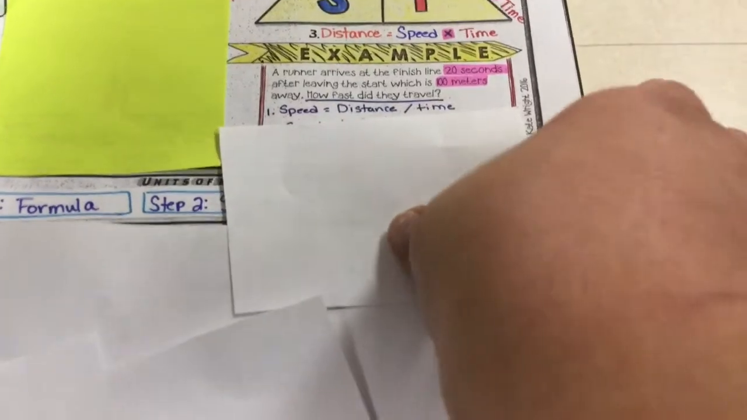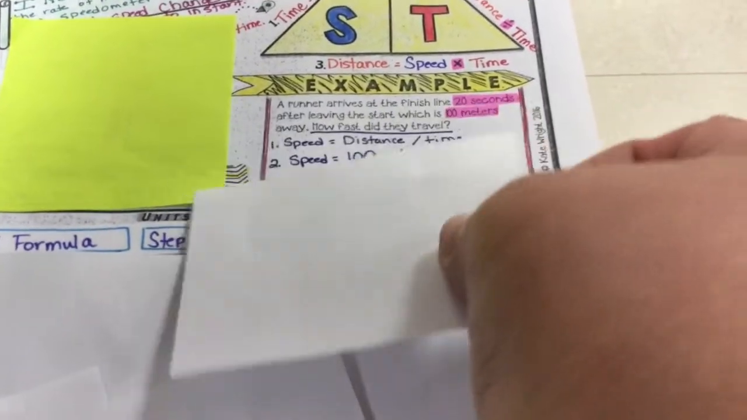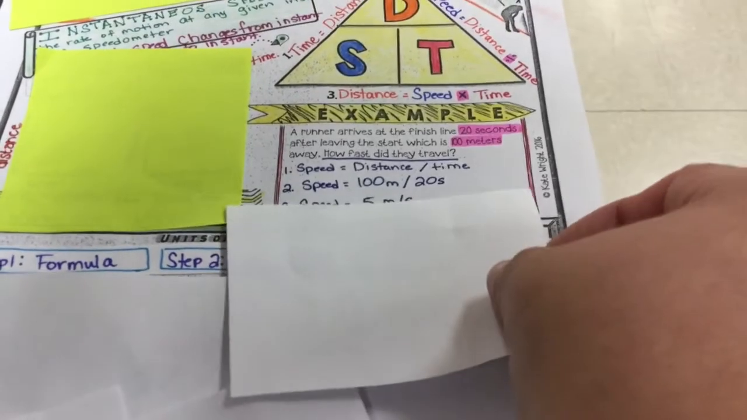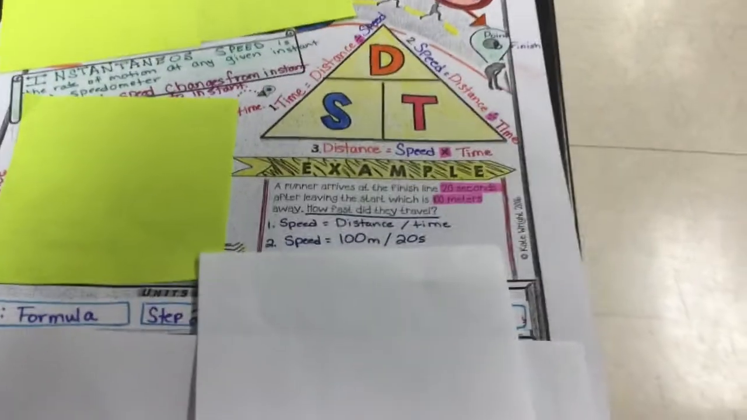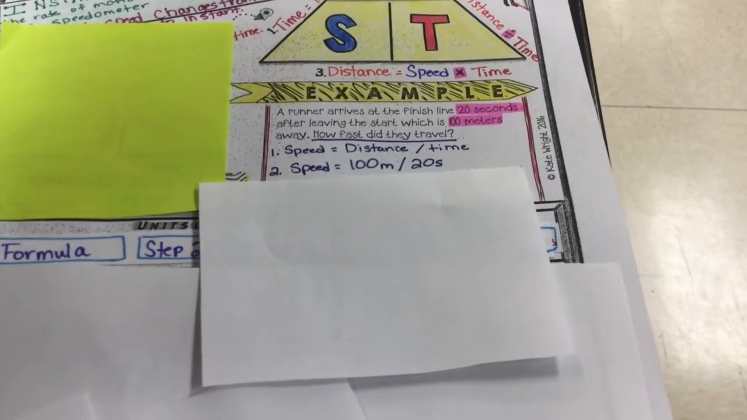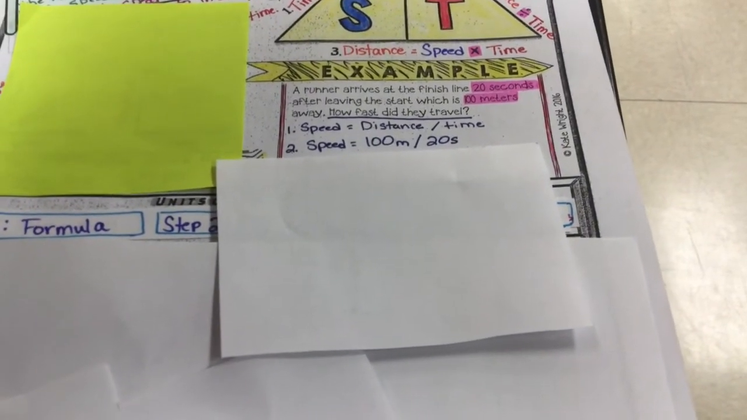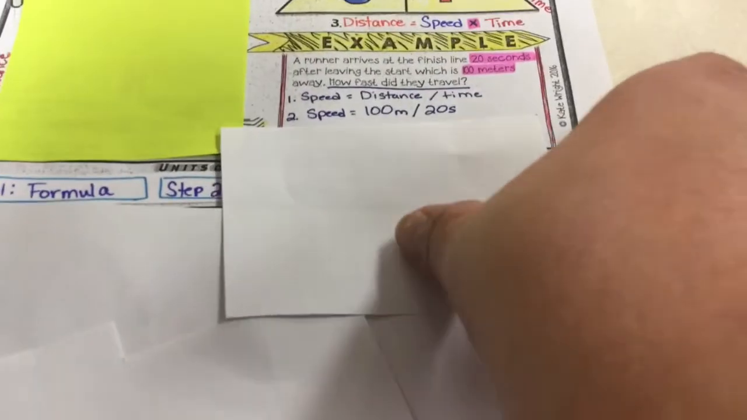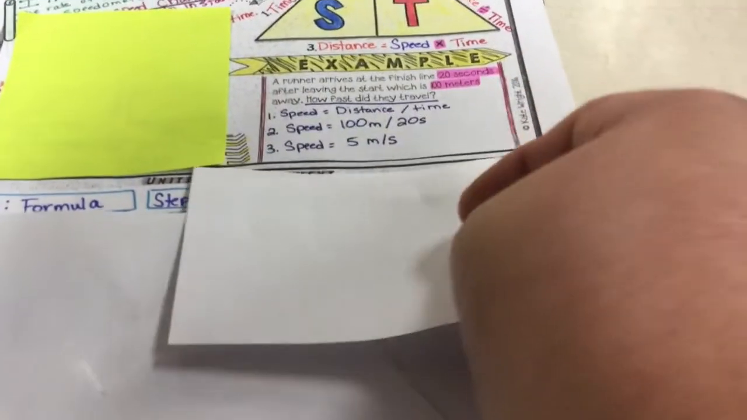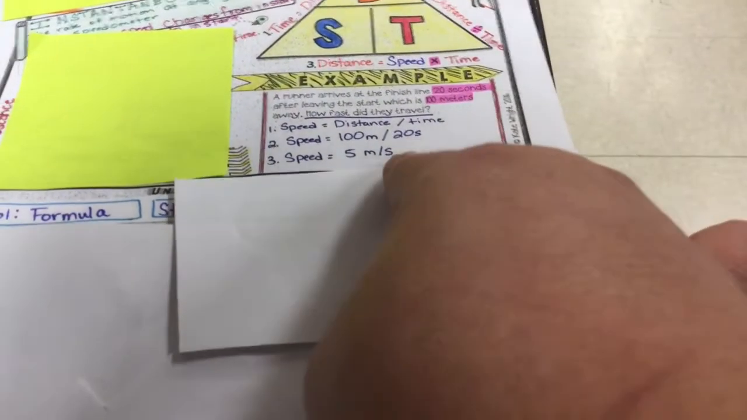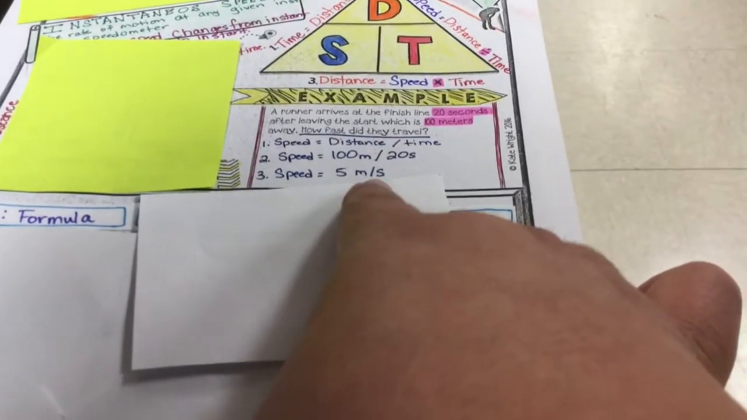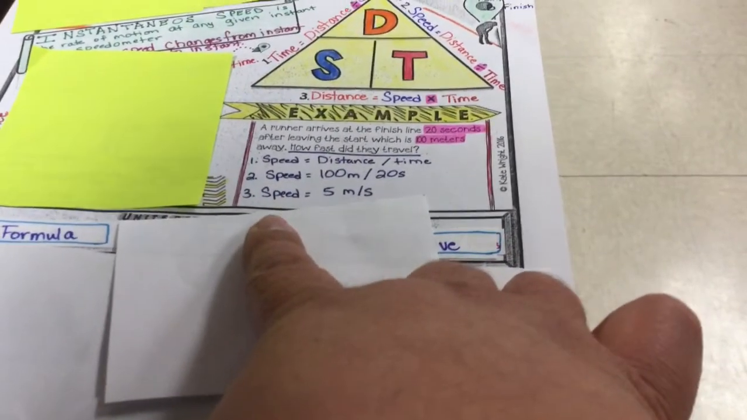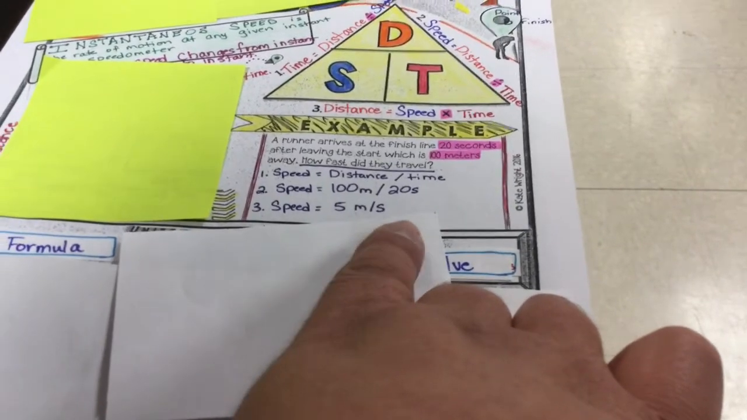Number 2, you substitute or plug in the numbers. So we know the distance was 100 meters. So I wrote down 100 m divided by 20 seconds, or 20, the lowercase s. Step 3, we solve it. 100 divided by 20 is 5. And the m and s do not cancel, so speed equals 5 meters per second.